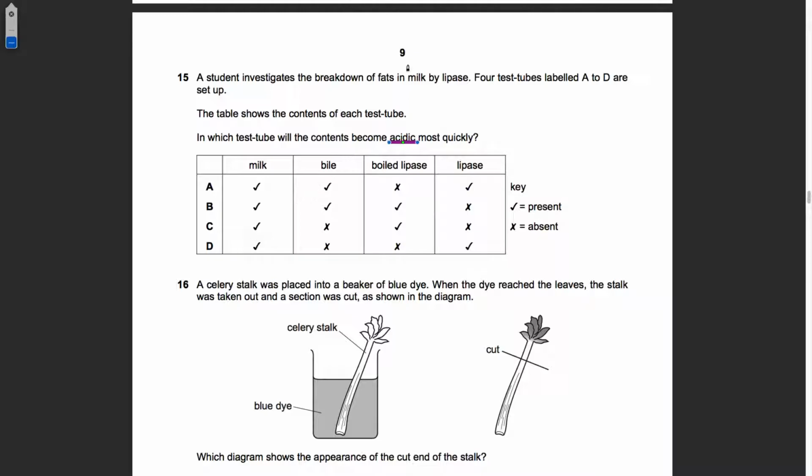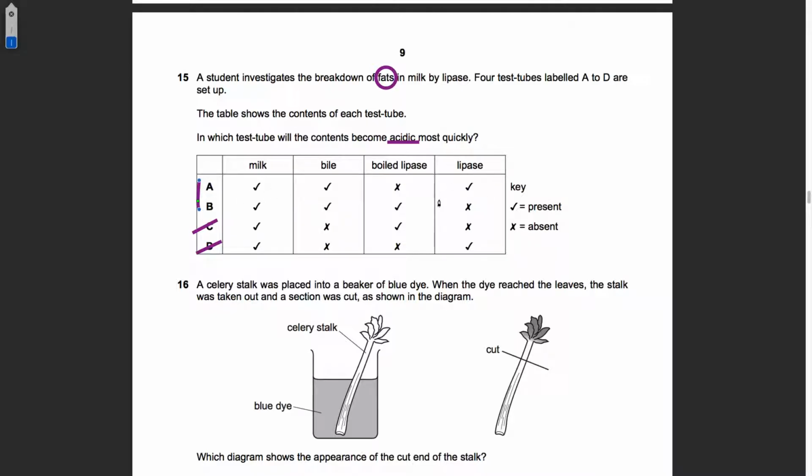Now, we're talking about the lipid or the fats in milk. Hopefully, from your knowledge of digestion, you'll know that bile is really important in helping the breakdown of lipids or fats because it helps emulsify lipids. It helps break them down into smaller droplets, which makes it easier for the enzyme to work on. So as C and D don't have bile present, it's going to be unlikely that the breakdown of fat is going to be particularly fast or efficient. So now we can just focus on A and B.